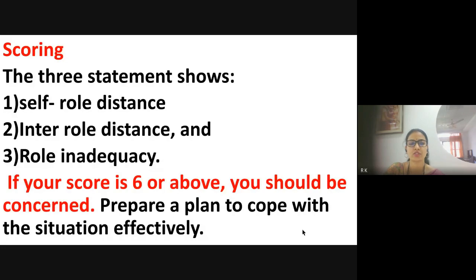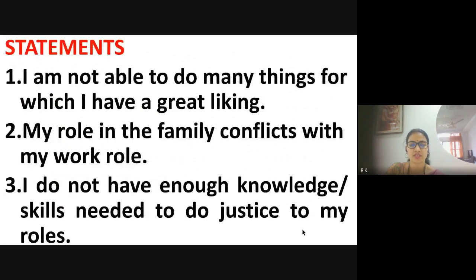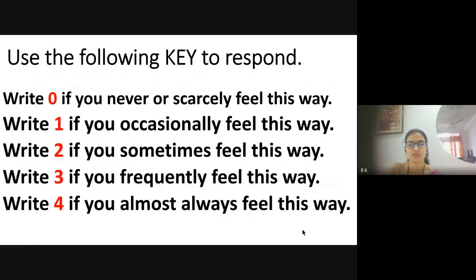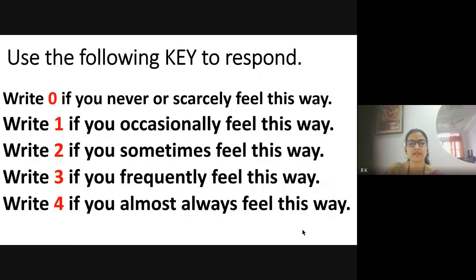So in the first one, for example, you just have to multiply the scores. There are 3 statements, correct? So 3 statements into whatever scores you have written, say for example, 1 or 2 or 3. I have written for the first statement 1, 2. And for the second statement, I have given 3. The third one I would have given 2. So I just multiply that and get the scoring.